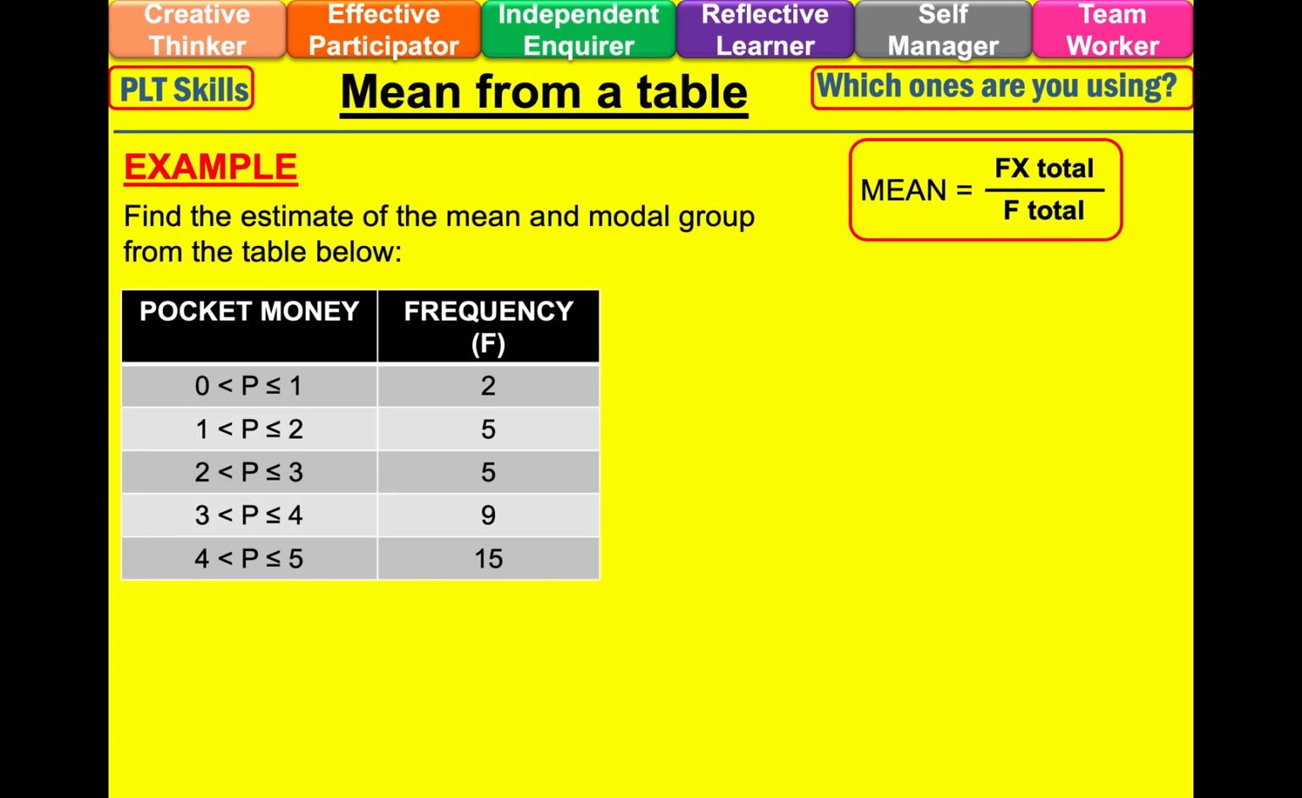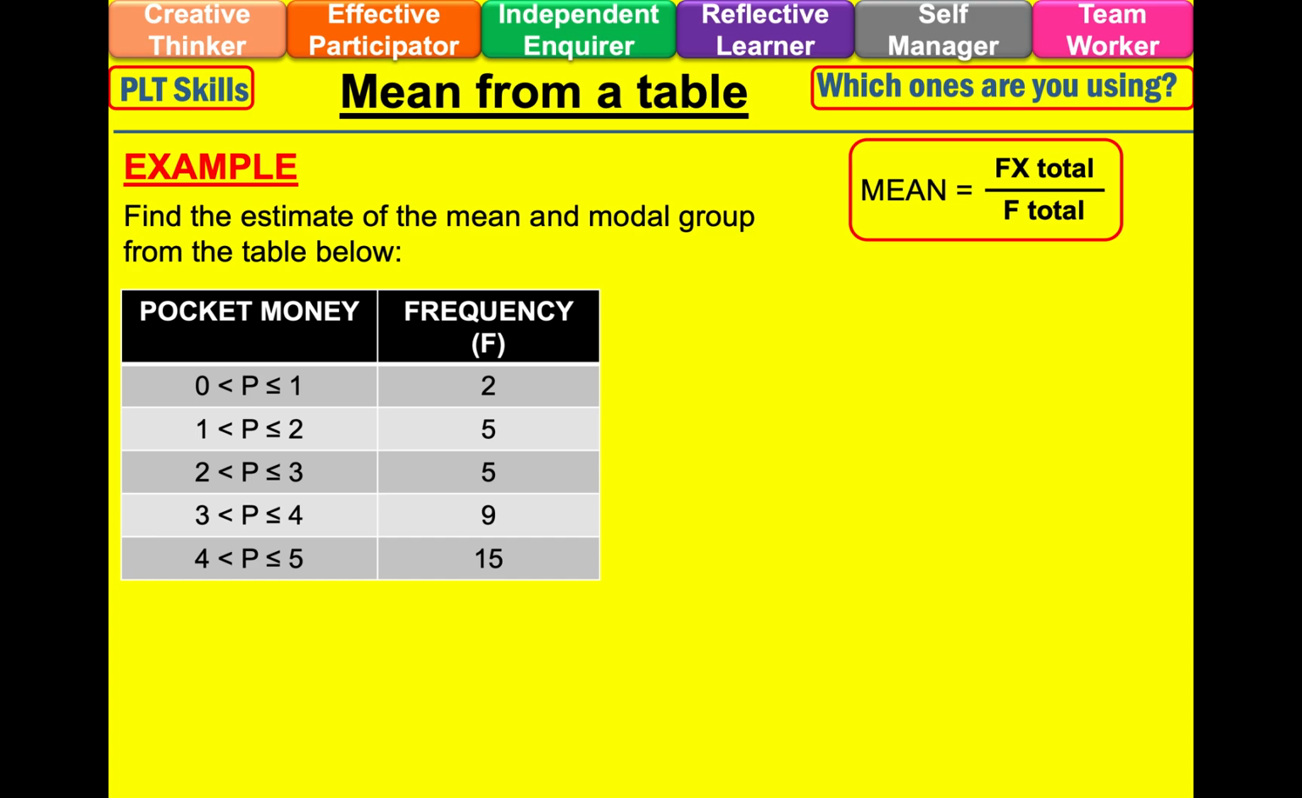Okay, today's lesson, looking for mean from a table. In the previous mean we did, we added all the data set and divided by how many we had. That gives you your mean. Now I'm going to show you mean from a table. This is the formula you need to remember. Mean from a table is worked out by mean equals the fx total, which is frequency times x, divided by the frequency total.